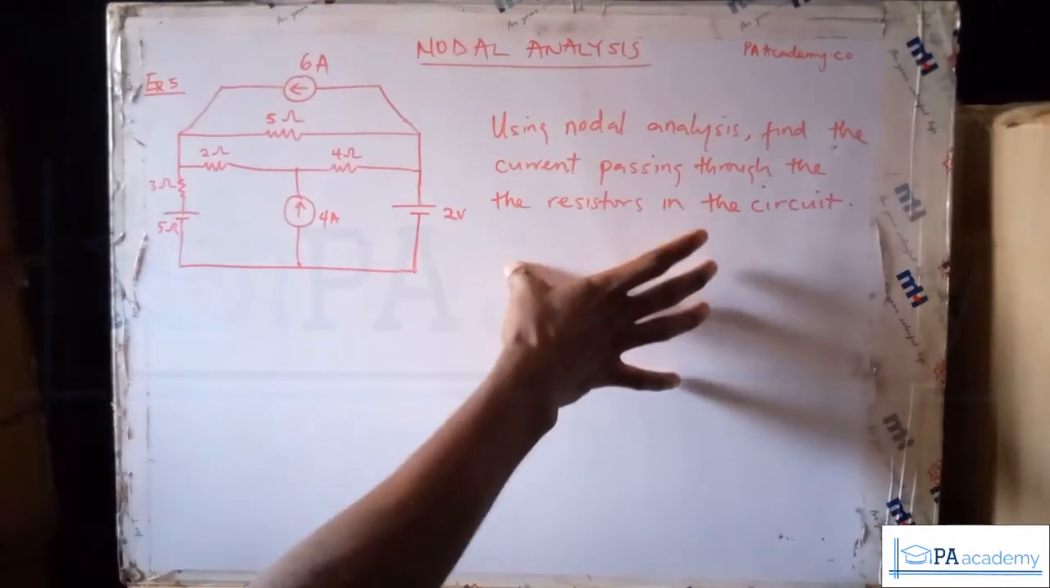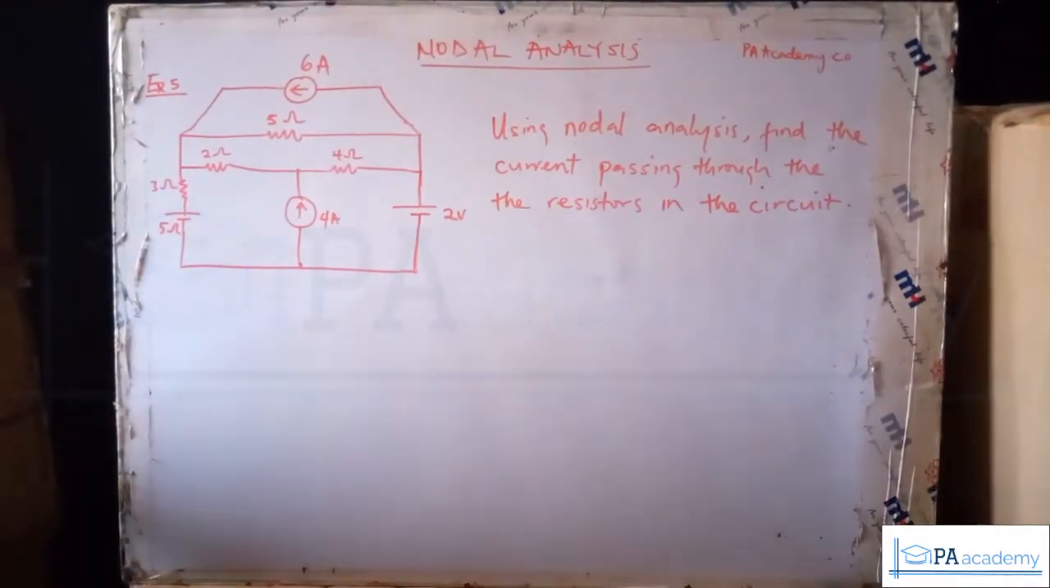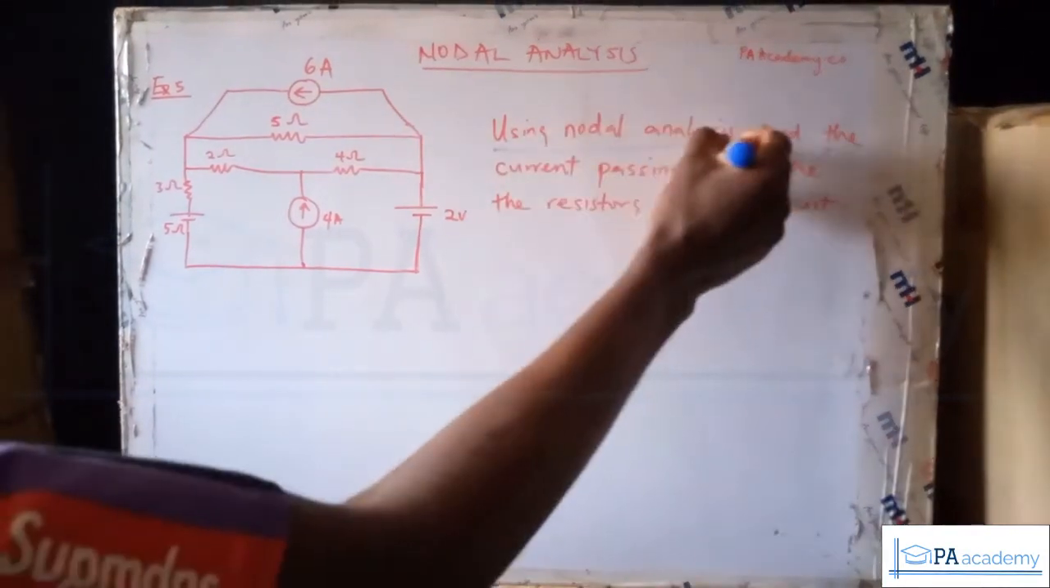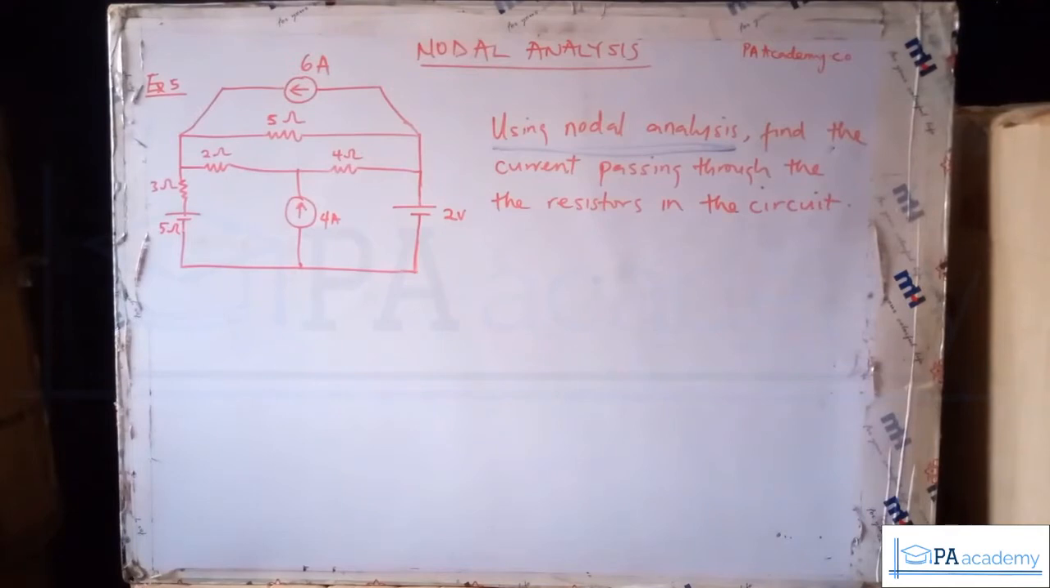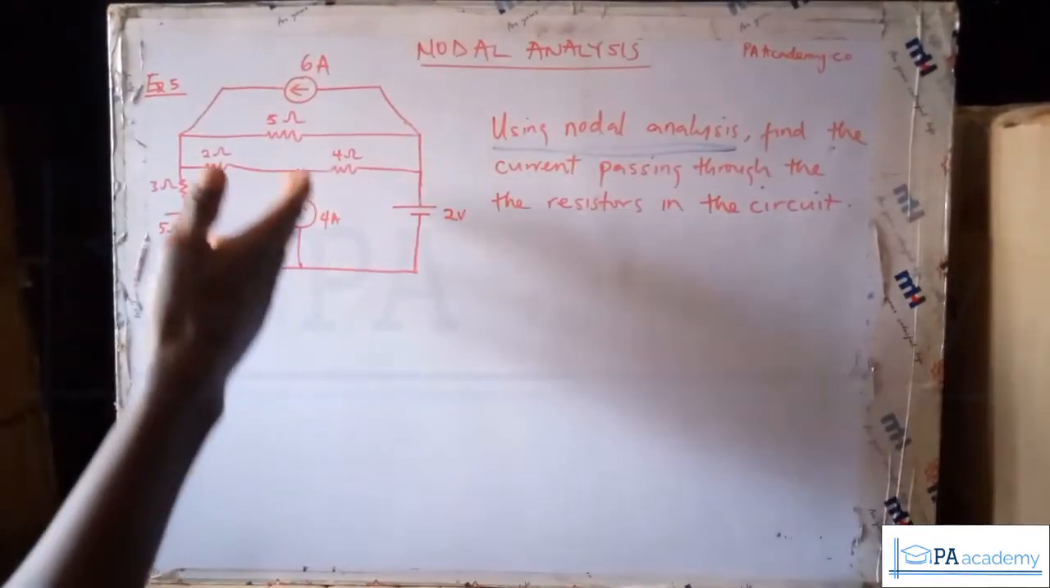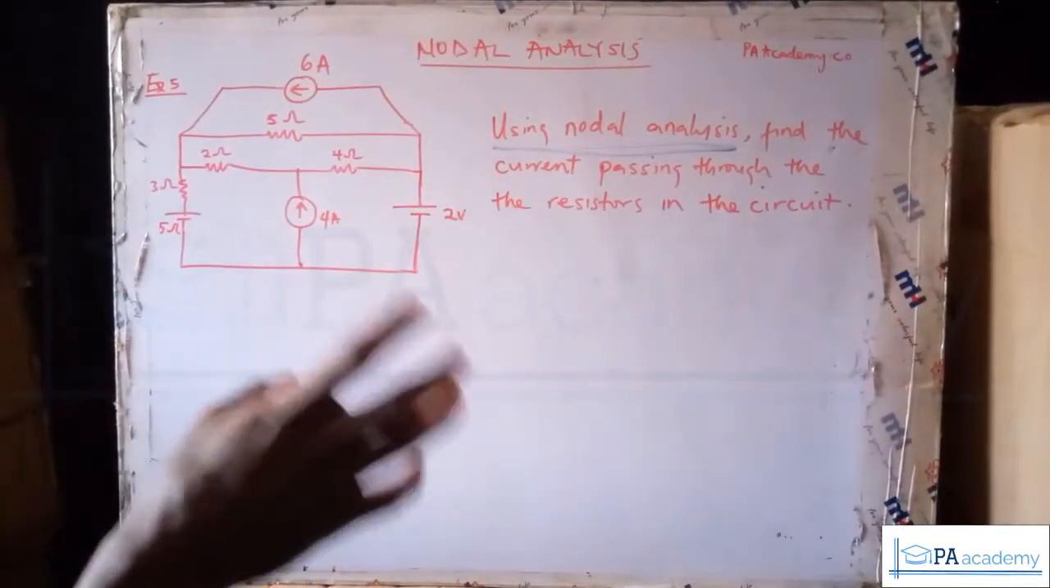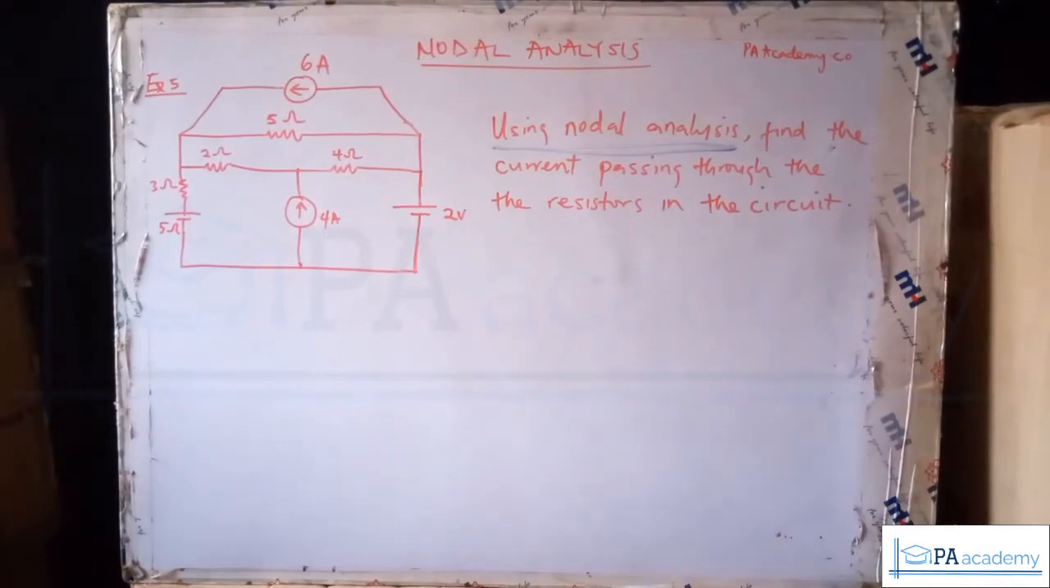And if you look at the question closely, you see that it said what? Using nodal analysis. So that's to say that there are actually other methods that you can use to get the current that is flowing through it, but the question wants you to use nodal analysis. So that's what we are going to be looking at in this video.